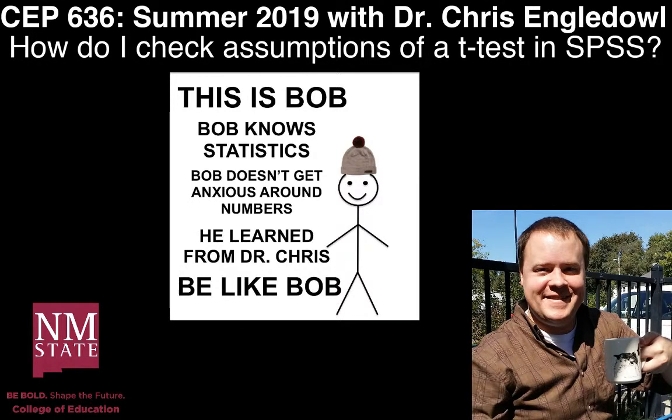In the last video, we talked about what it means to run a t-test. And I've noticed some of you are still struggling with the idea of assumptions. So let's talk about that a little bit. How do you check assumptions for a t-test in SPSS?